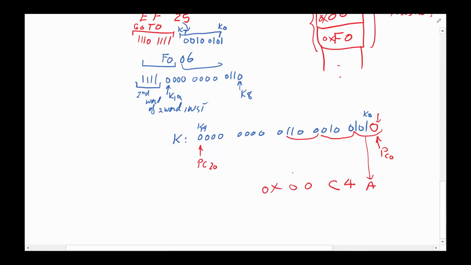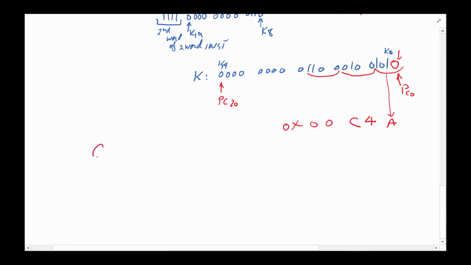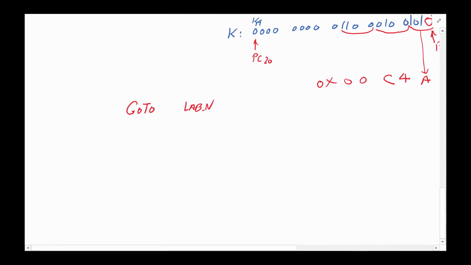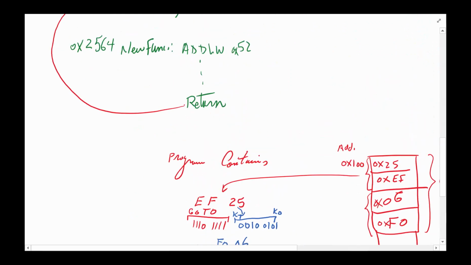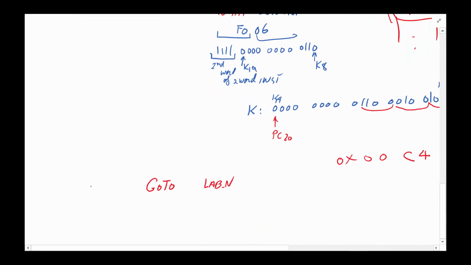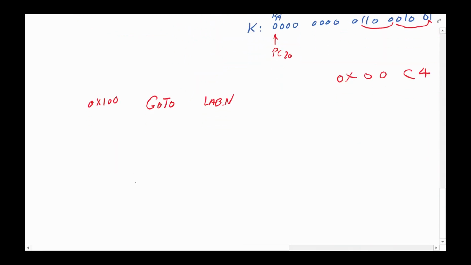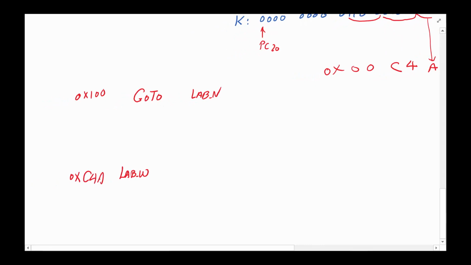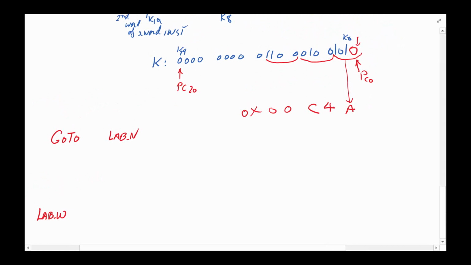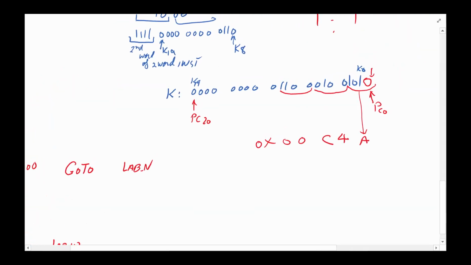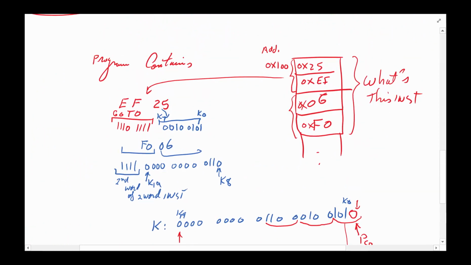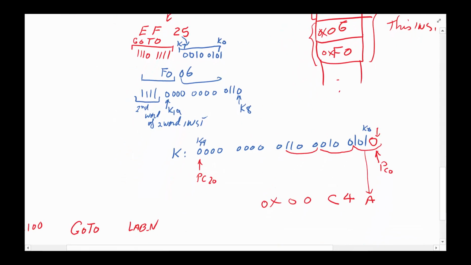Okay, so the bottom line is this instruction is basically saying go to label something new, and this go to, based on the problem statement, we know is sitting at 100. So the address of this is 100, and we know this label, whatever the label is jumping to, this label W that we named, is sitting at 0xC4A. Okay, and so that's pretty much what these program memory locations that we're looking at tell us about what instruction we're looking at.